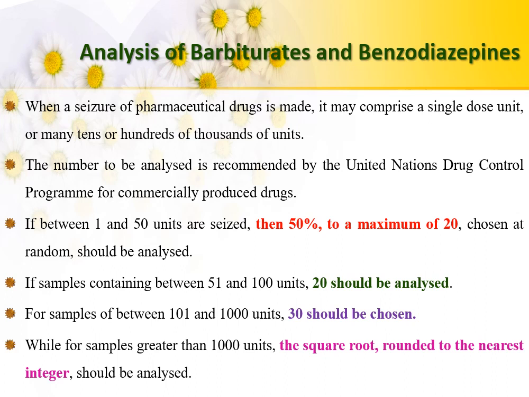If the seizure is between 1 and 50 units, then 50% to a maximum of 20 chosen at random should be analyzed. If the sample contains between 51 and 100 units, 20 should be analyzed. For samples between 101 and 1000 units, 30 should be chosen. For samples greater than 1000 units, the square root rounded to the nearest integer should be analyzed, for barbiturates and benzodiazepines.